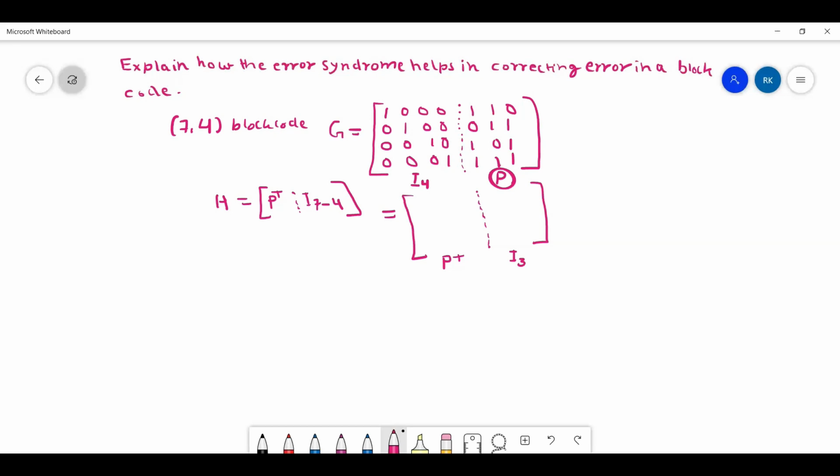Now how to transpose it? Just replace rows by columns, and so we will have the first row as 1 0 1 1, second row as 1 1 0 1, and third row as 0 1 1 1. And let's write down this identity matrix of size 3 here. 0 1. This whole matrix is the parity check matrix H.